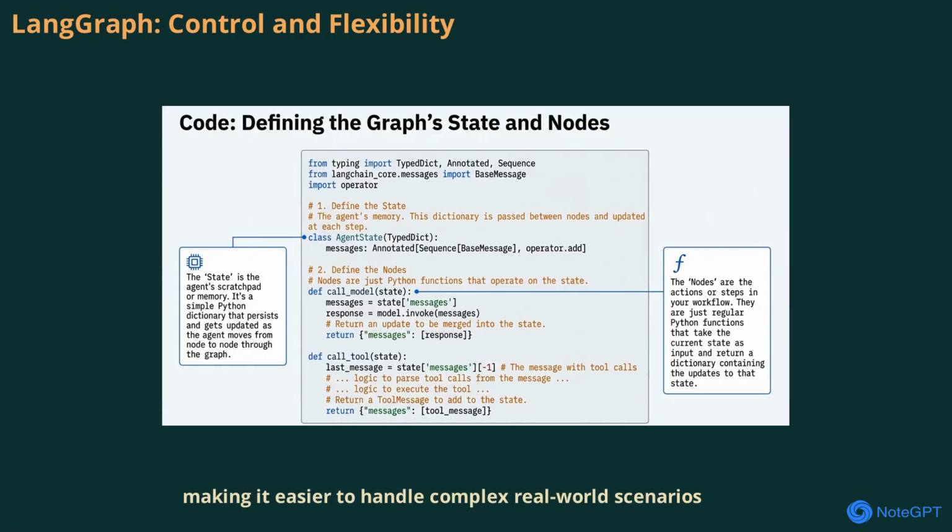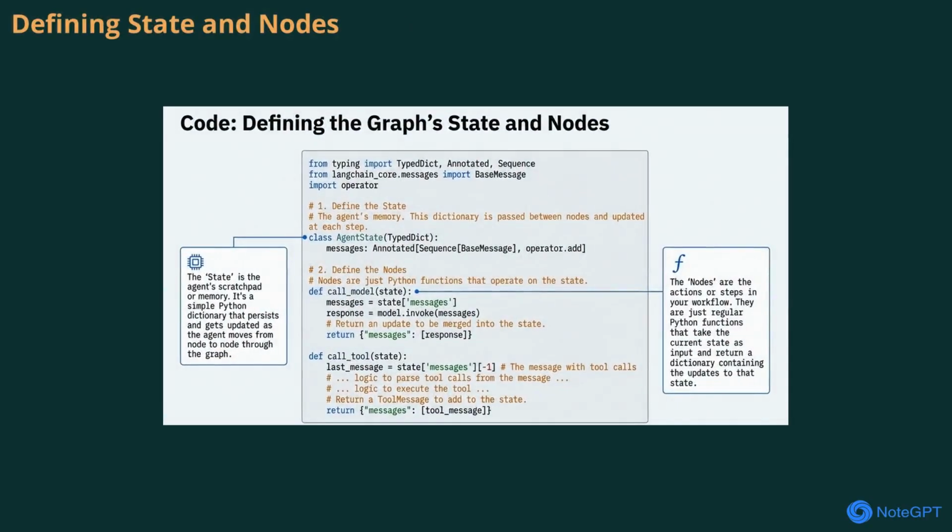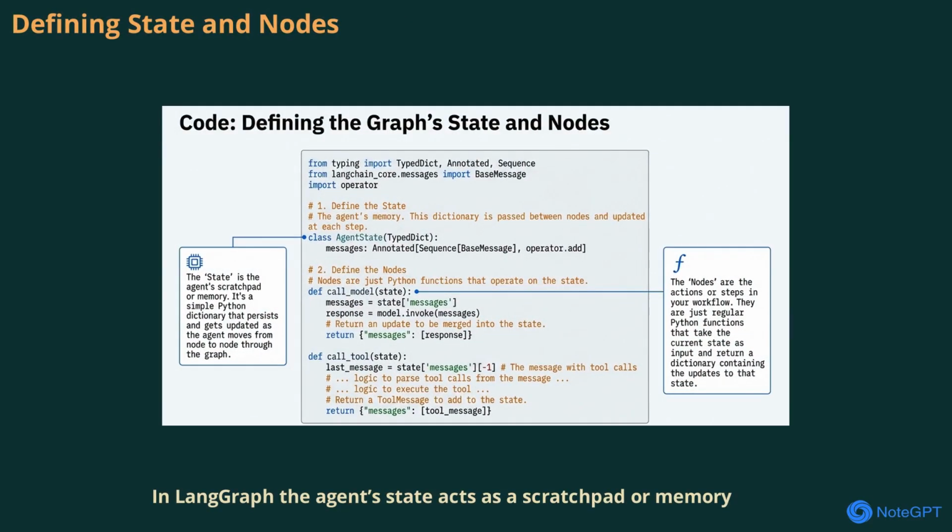In LangGraph, the agent state acts as a scratchpad or memory, persisting information as the agent moves through the workflow. This state is typically a Python dictionary that gets updated at each step. Nodes, on the other hand, are just regular Python functions that operate on the state. By designing your workflow as a series of nodes and transitions, you create a transparent and maintainable agent architecture.